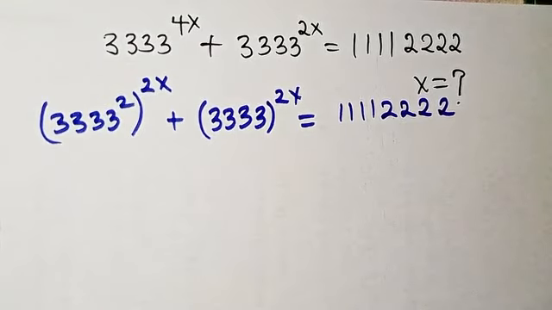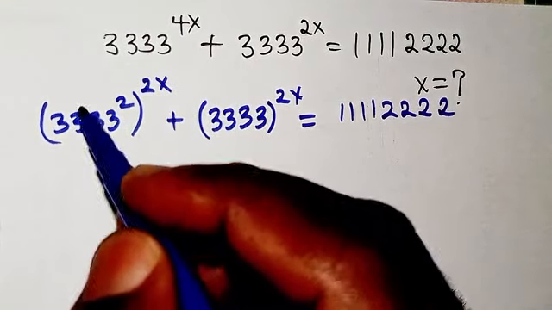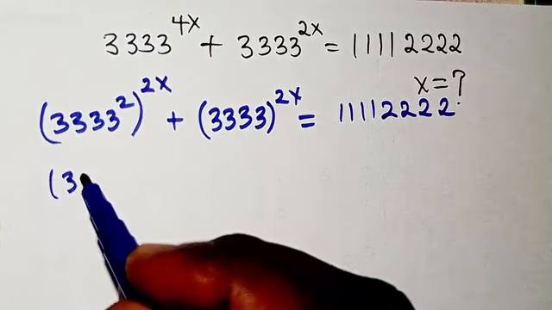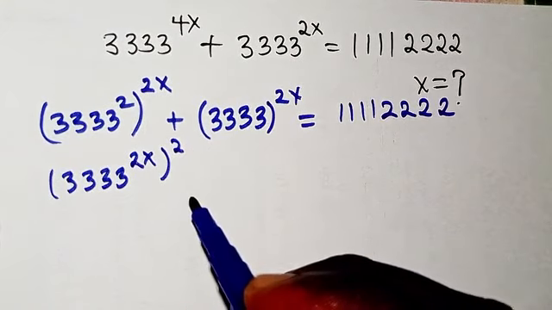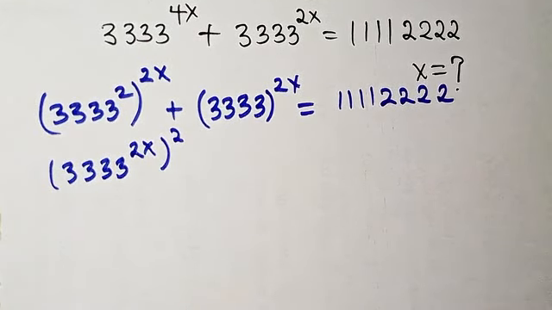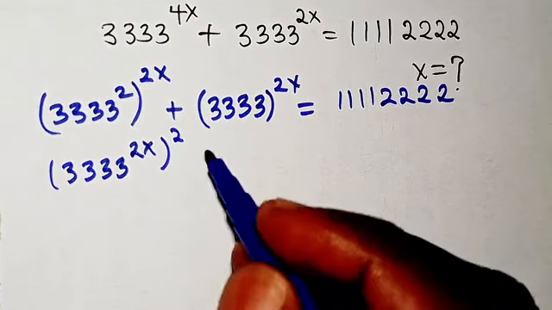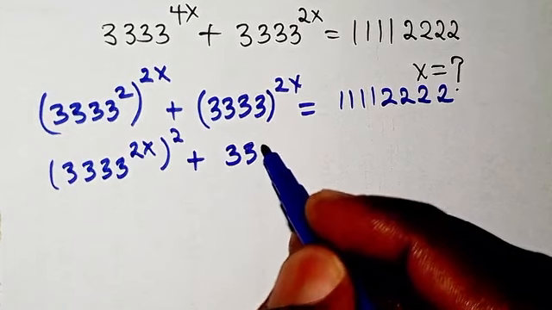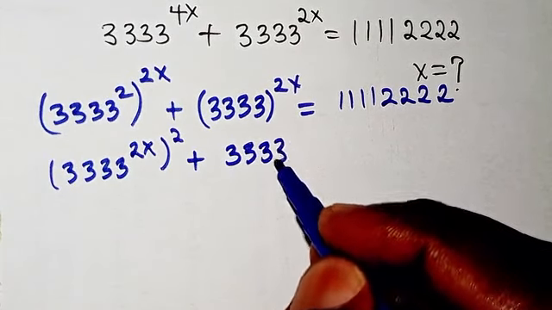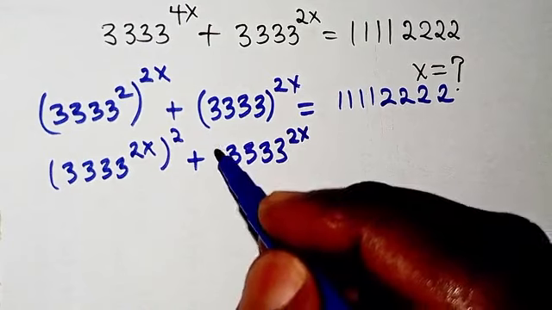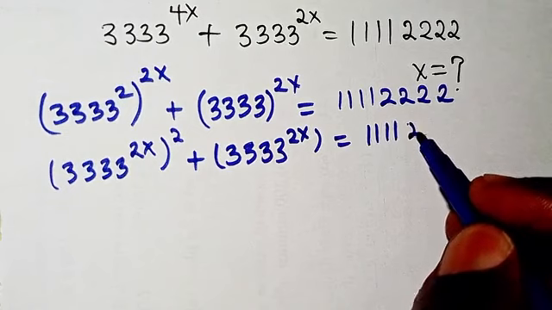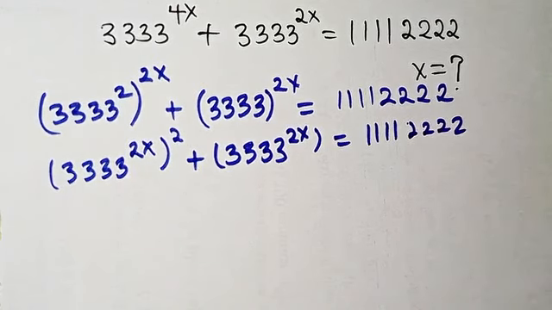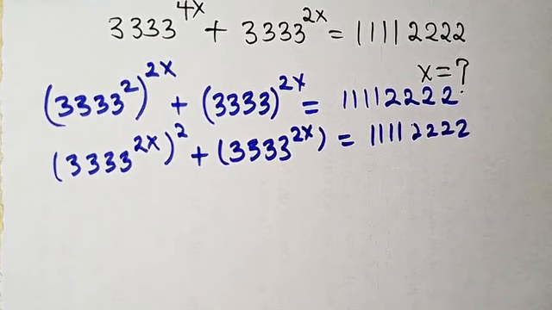Now moving on, I'm going to bring this 2x inside as 3 squared, to the power of x, then 2 will go outside. It allows in a law of indices, okay? So to interchange that, plus 3 to the power of 2x, which equals 1 2 2 2 2. From there we move on.